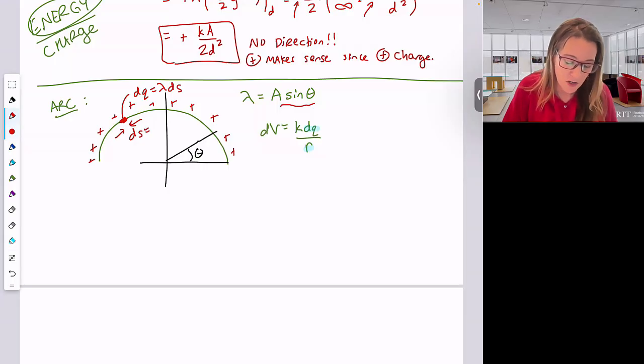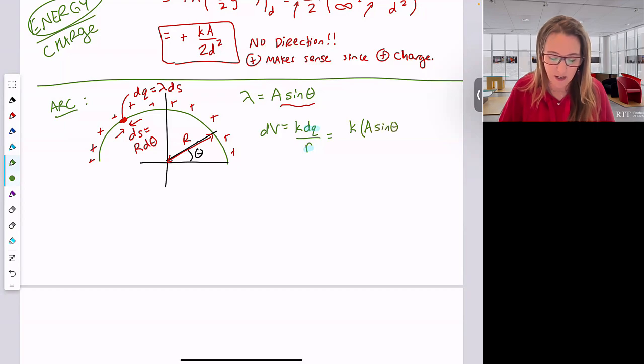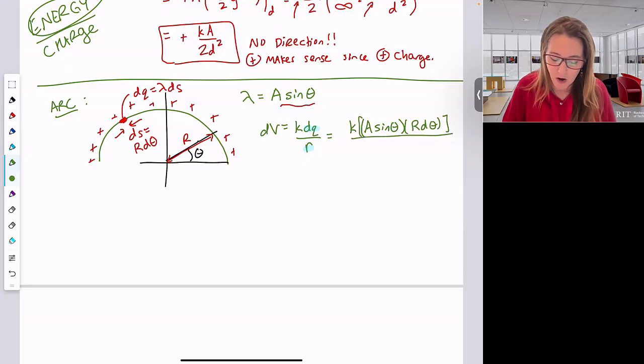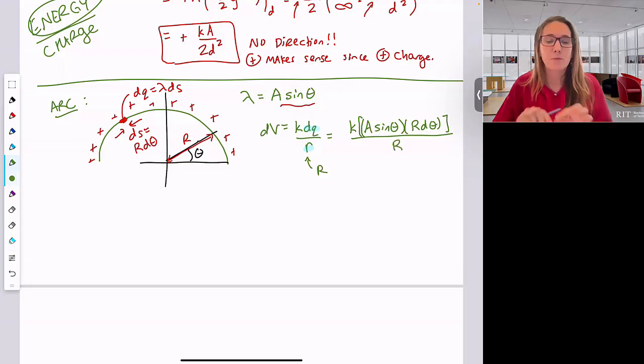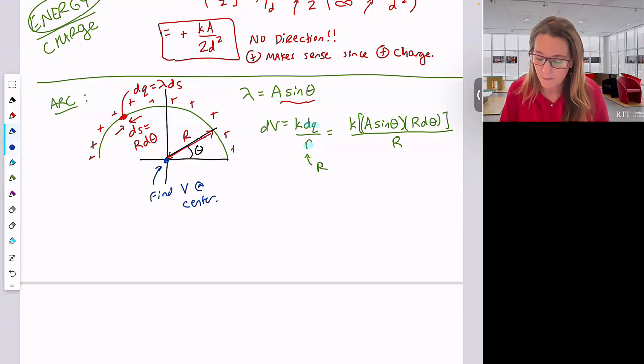And ds is my arc length, which is going to be equal to r d theta, because this distance r is the radius of the arc. So we can then plug these in. We can say that's K, and then lambda is A sine theta, and then times ds, which is r d theta. So this is my dq, all divided by r, which is simply equal to capital R, because everything is an equal distance away. So here we're going to be finding the potential at the center of this semicircle.